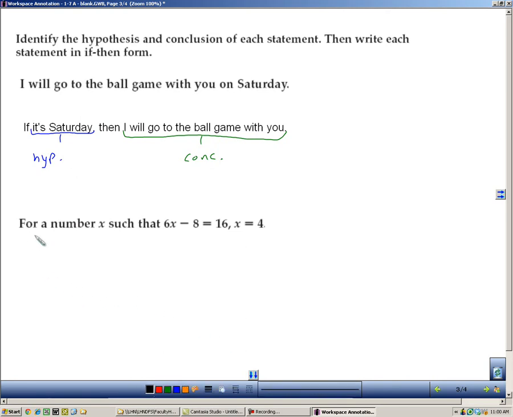Our next example says for a number x such that 6x minus 8 equals 16, x equals 4. So I'm going to rewrite the sentence: if 6x minus 8 equals 16, then x equals 4. It doesn't work the other way around. It's not because x equals 4 that 6x minus 8 is 16. So first you have to have the equation, then you get the solution. So in this case, this is the hypothesis, and this is the conclusion.